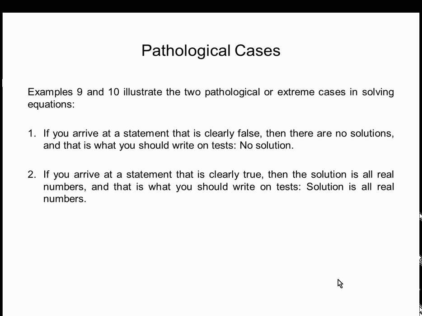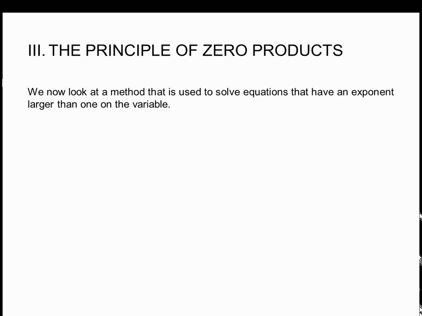Let's take a look at another equation solving principle. The principle of zero products. This will come back to haunt us in Chapter 3. So we'll look at a method that is used to solve equations that have an exponent larger than 1 on the variable. Just like you have an x squared, an x cubed, an x to the fourth, and so on.